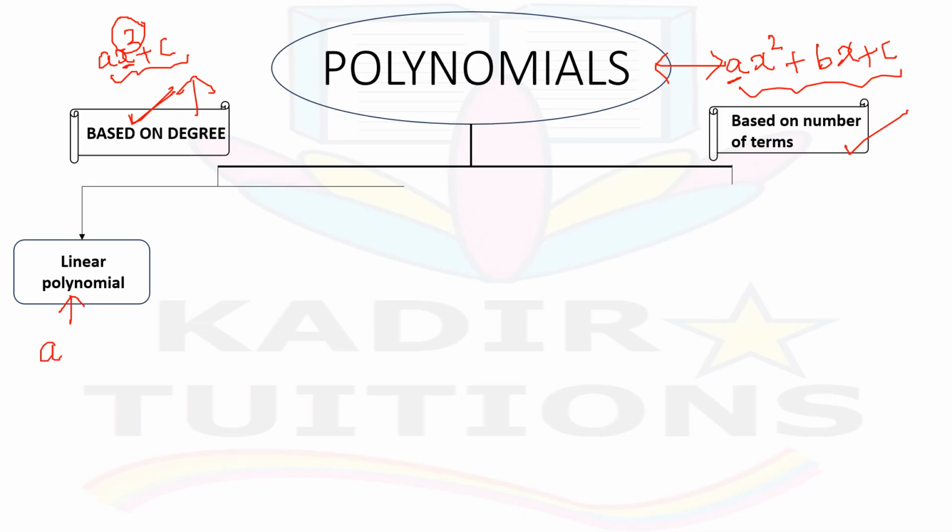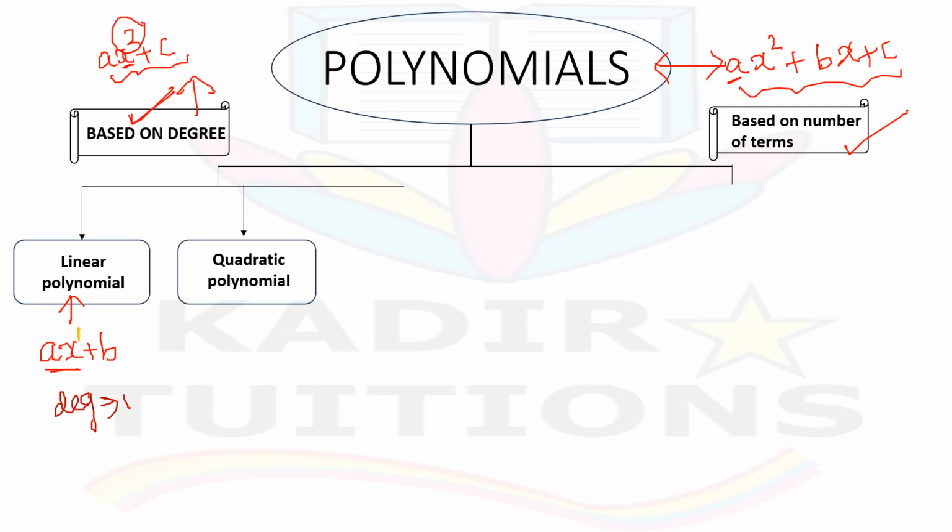Now we'll come to what a linear polynomial is. The general form of a linear polynomial is ax plus b. This is the general equation for the linear polynomial. So where is the variable? It is in this term, right? And what is the degree for this variable? It's nothing but 1. That's the reason it is a linear polynomial. So the degree of a linear polynomial is 1.